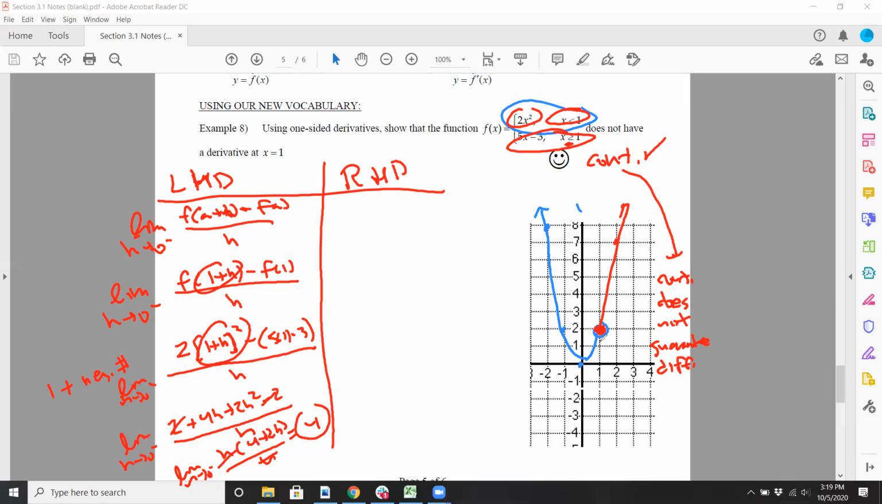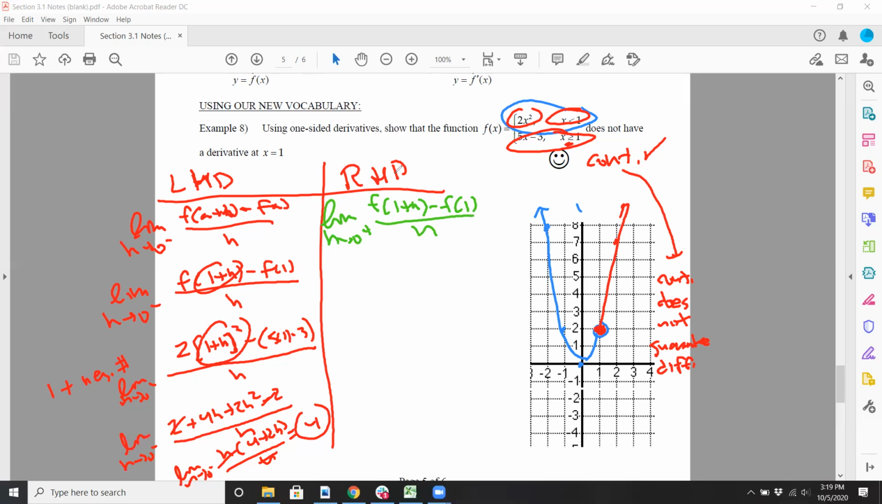Now for right-hand derivative, I'll do green for a little contrast. You're doing the limit as h approaches 0 from the right side, so h is 0 plus. Again, f of 1 plus h minus f of 1. I mean, you can say a plus h minus f of a, but we know a is 1, so it's kind of redundant to say that.